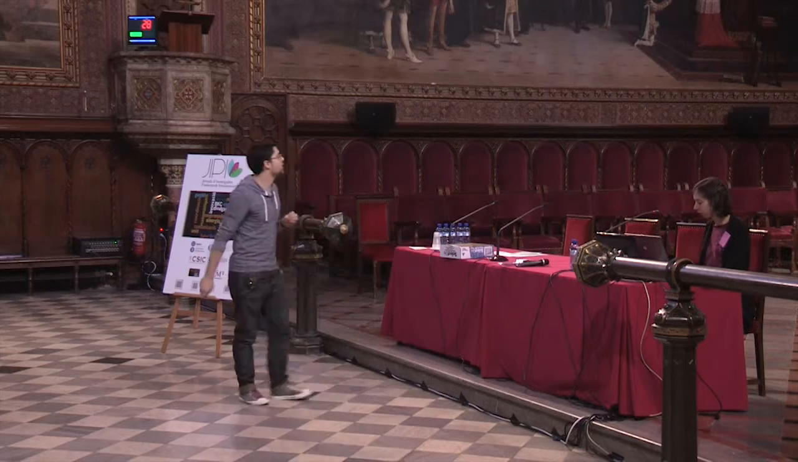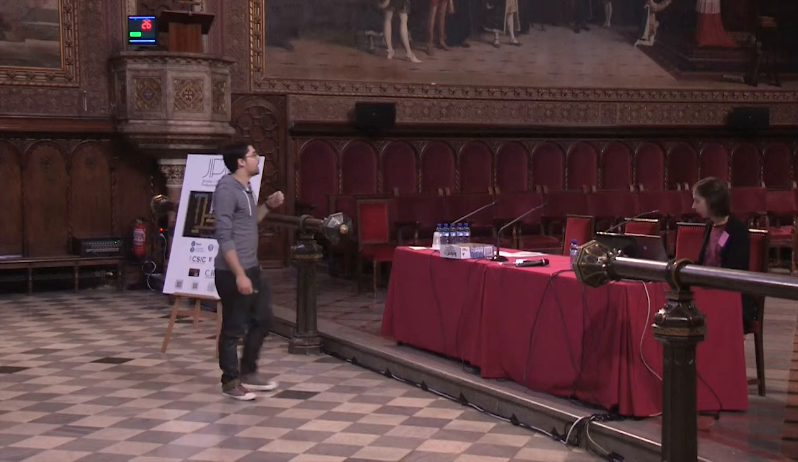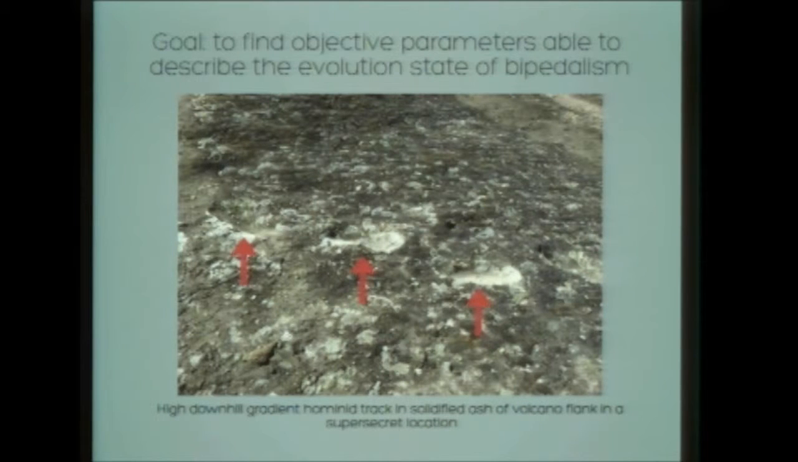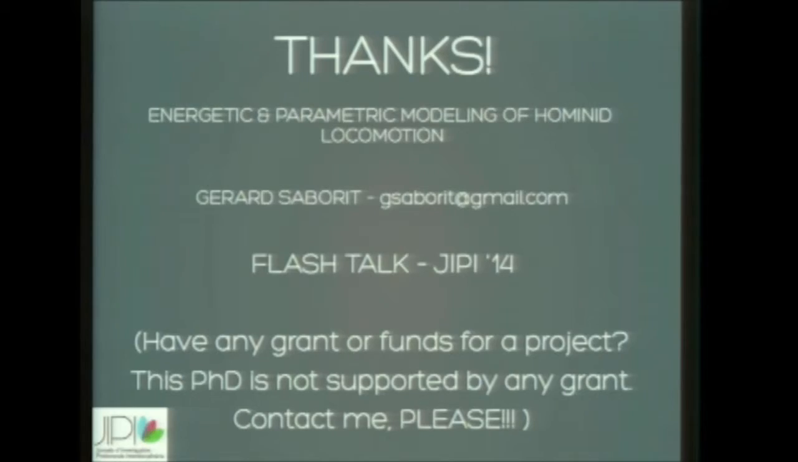The main goal is to maybe explain whether, for example, these tracks on an edge at a very high gradient were made by a hominid that walked like we do nowadays, or one that walked like the previous stage hominid. So thank you everybody.